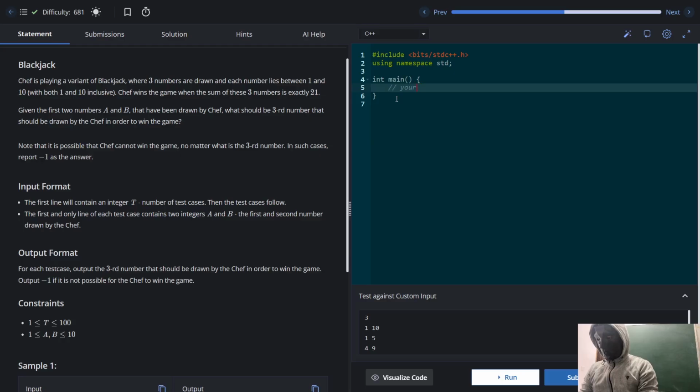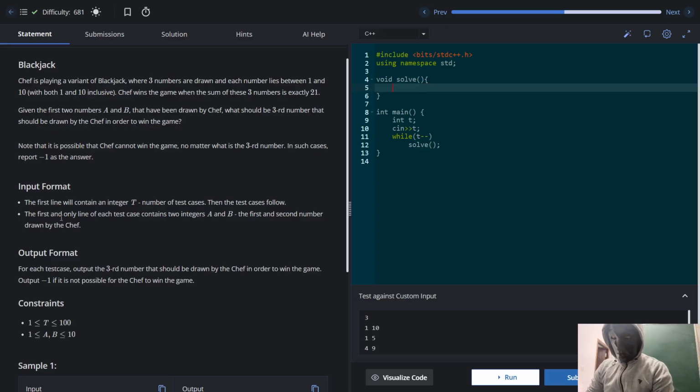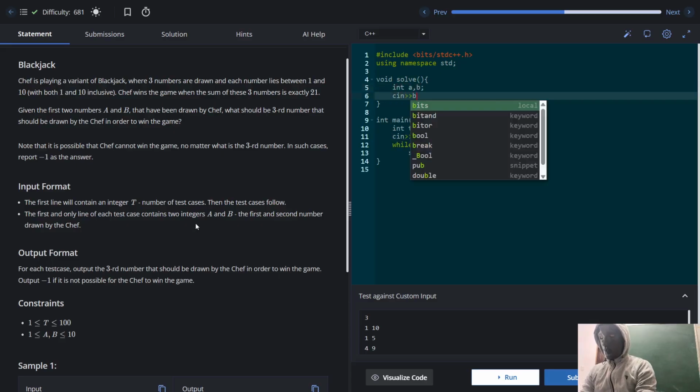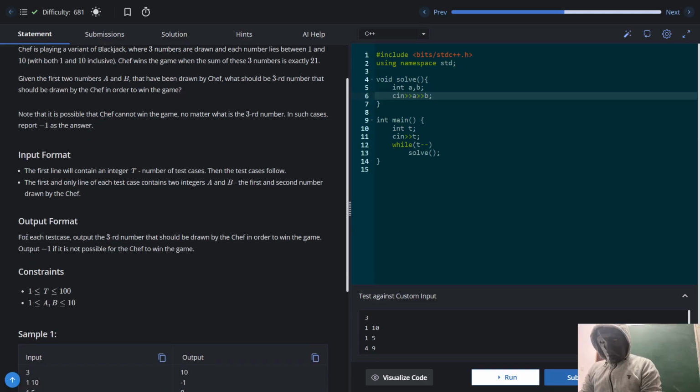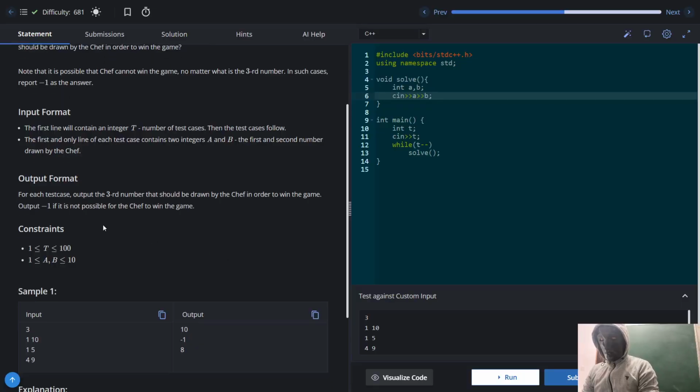Let's take the input first. The first line of input will contain an integer t, the number of test cases. So let's take t, and for every test case we'll call the function solve, whose return type is void and it has no parameter. The first and only line of each test case contains two integers a and b. Let's take those values in a and b, and for each test case, output the third number that should be drawn by the Chef in order to win the game. Output -1 if it is not possible for the Chef to win the game.